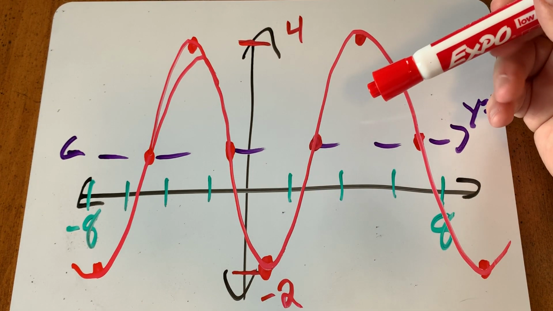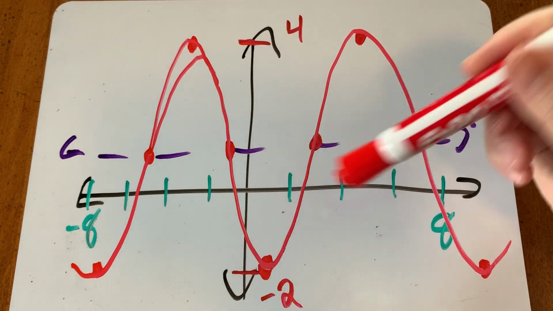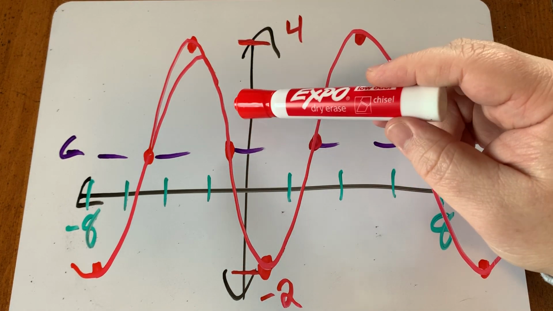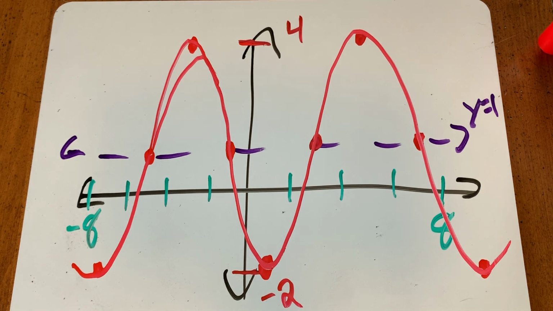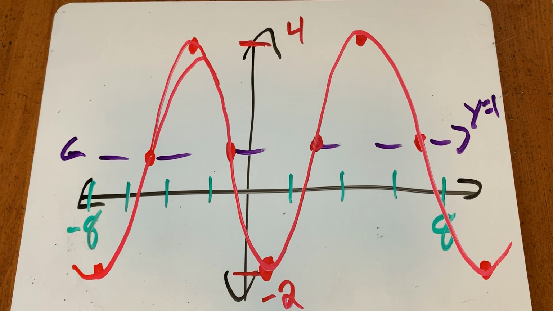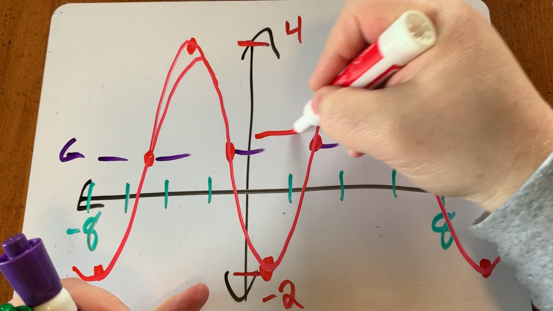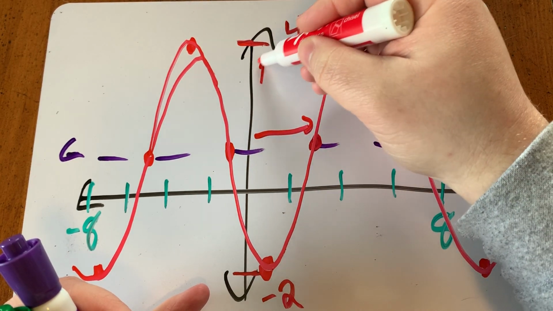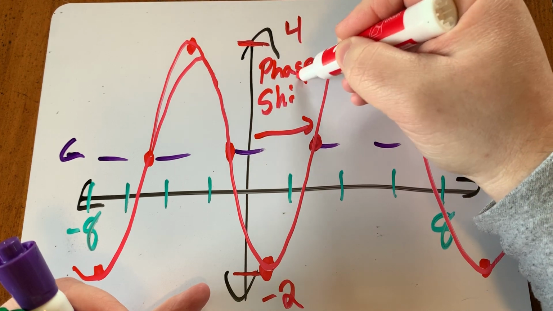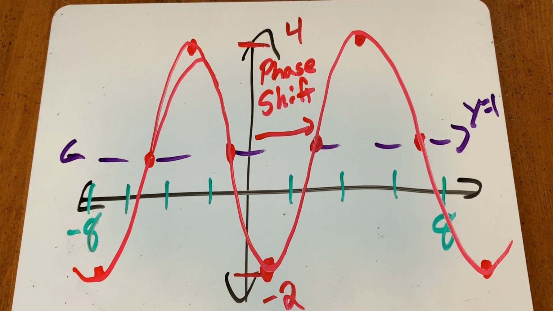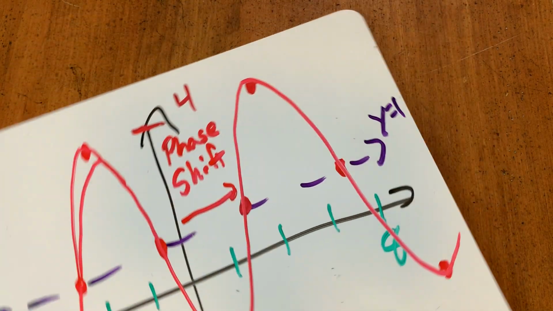But at the y-axis, it's at this arbitrary point. It's not at the axis of the wave. It's not at a maximum. It's not at a minimum. This is because there is a horizontal shift. And that horizontal shift is called a phase shift. So let's talk about how an equation would give us a phase shift.